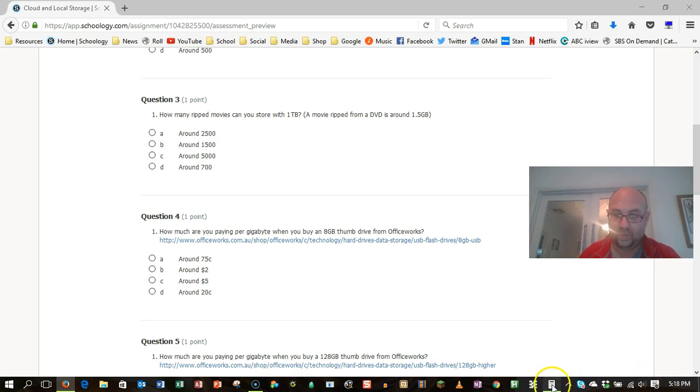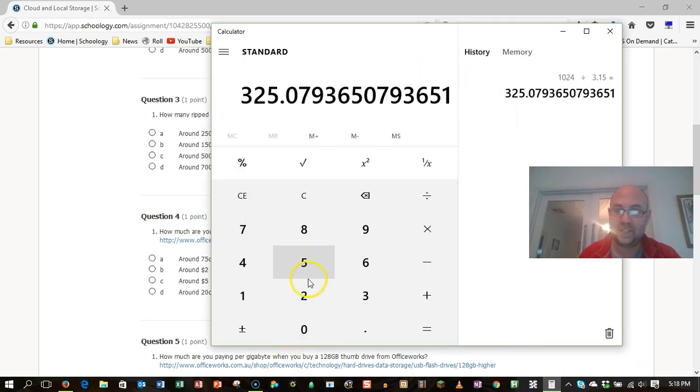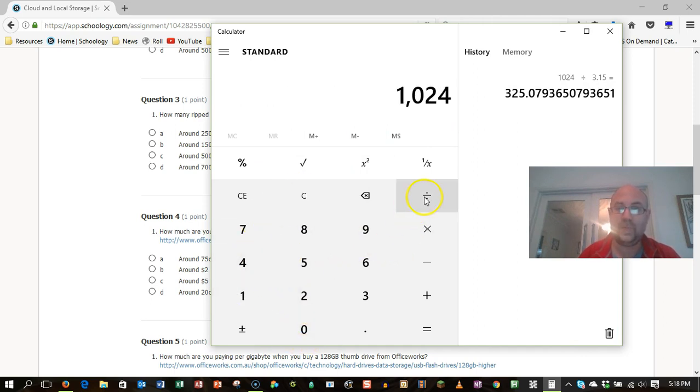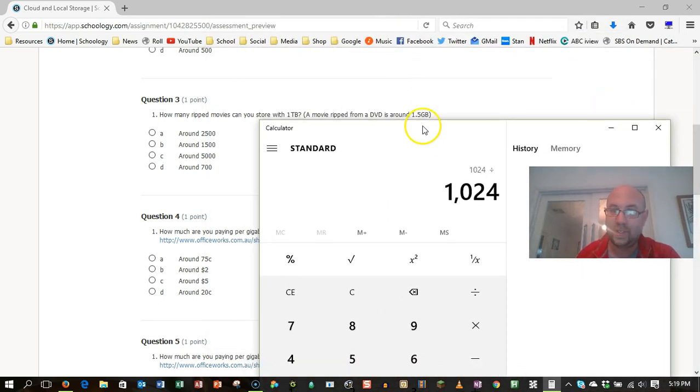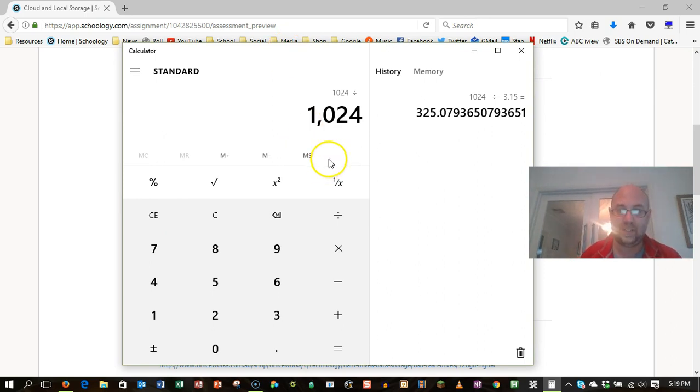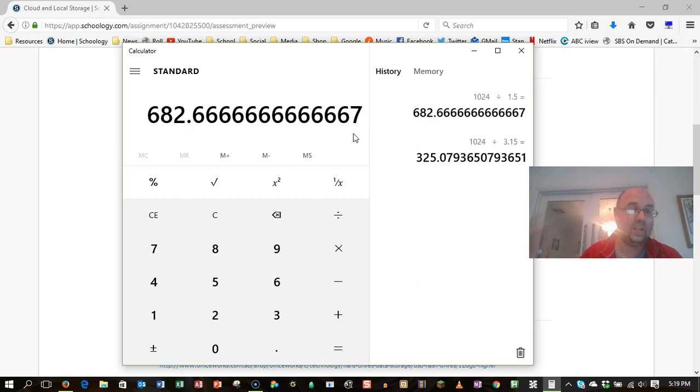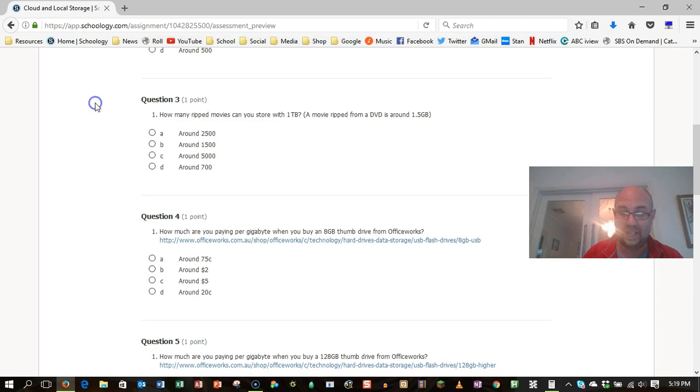So we'll swap over to the calculator. Let's just clear that last answer out. 1024 divided by, now how big did we say each movie is? Right, we said it's 1.5 gigabytes. So divided by 1.5 equals, there you go, we could store 682 at that rate. We go back, and in fact our closest answer is around 700. So that's those types of questions, and I just clicked on the wrong answer there.